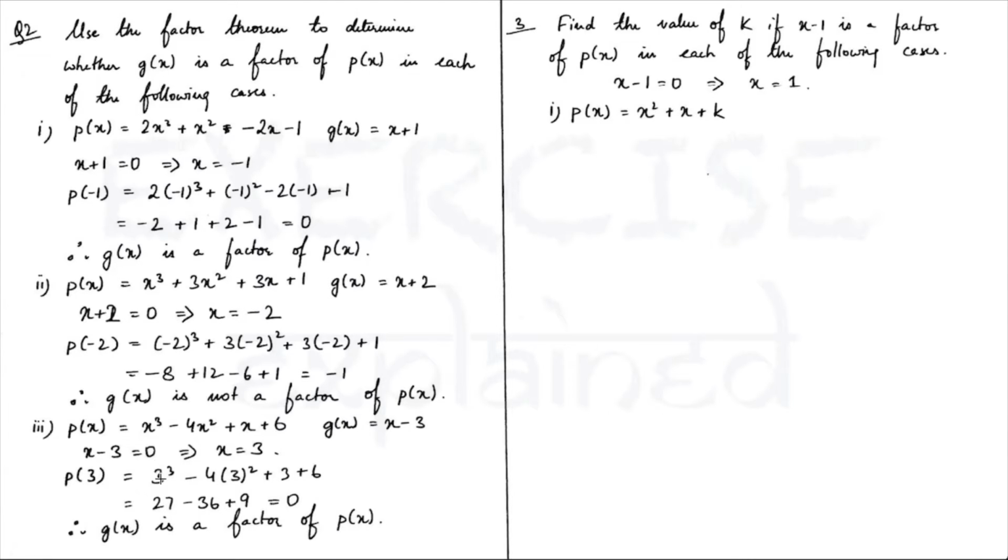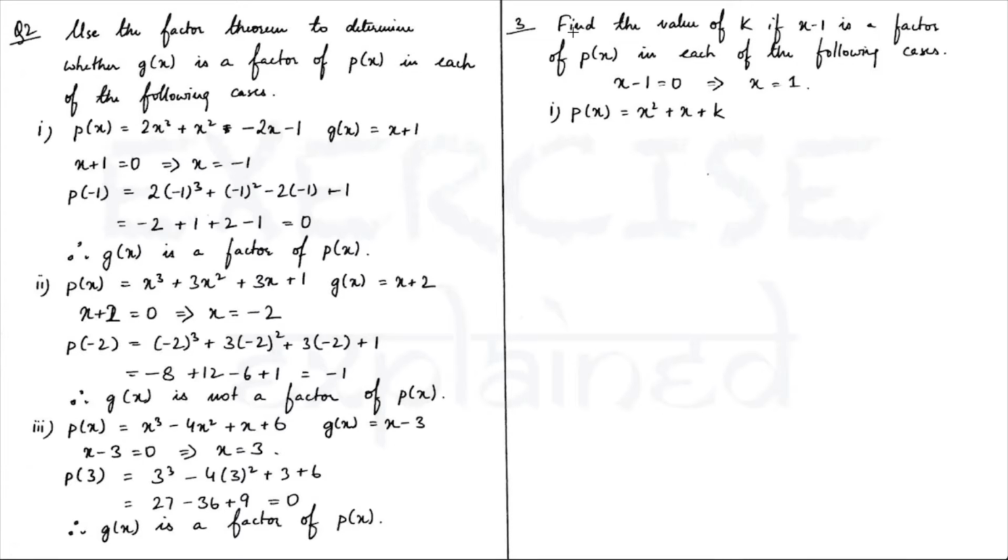3 cubes gives us 27, 3 square is 9, into 4 gives us 36, but we have a minus sign here, so we get it as minus 36. 3 plus 6 gives us 9, so plus 9. So you can see I have got plus 36 minus 36. So that's nothing but 0. So we can say that g of x is a factor of p of x.